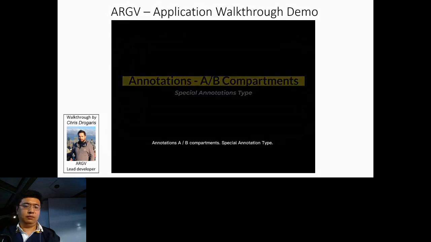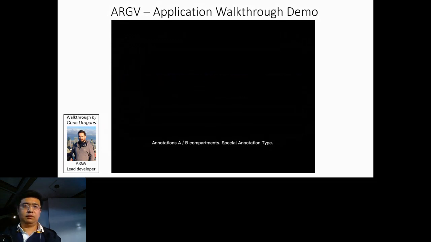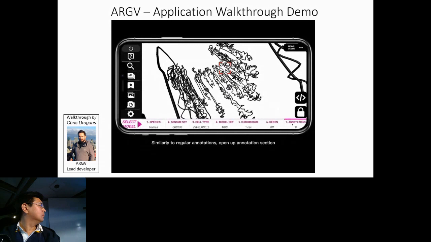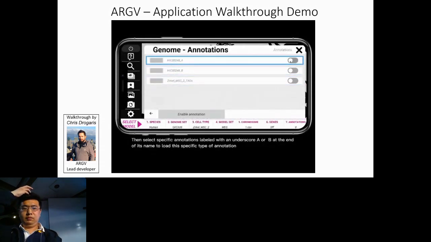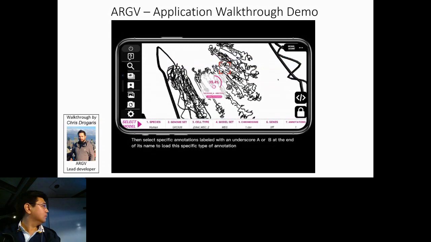Annotations in the compartments, special annotation type. Similarly to regular annotations, open up the Annotation section, then select specific annotations labeled with an underscore AB at the end of its name to load this specific type of annotation. You can now see a special type of highlighting for these annotations with alternating transparencies.